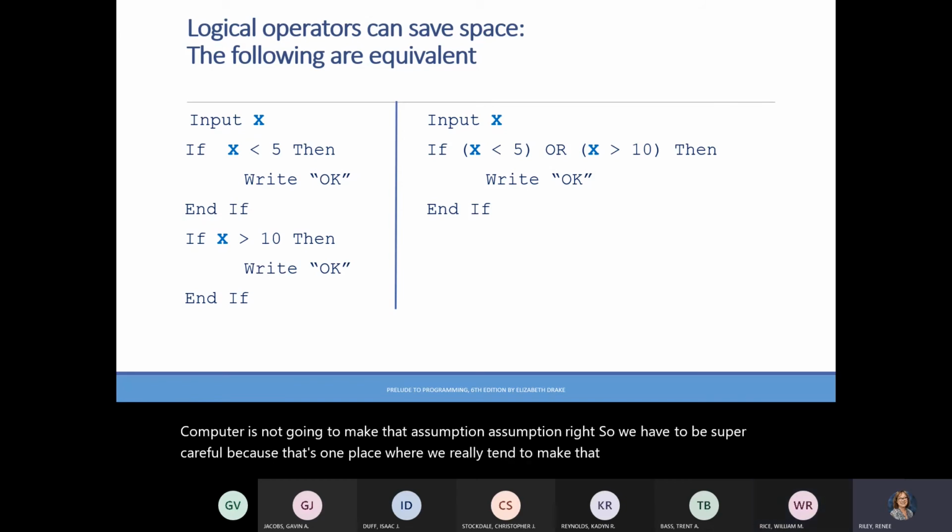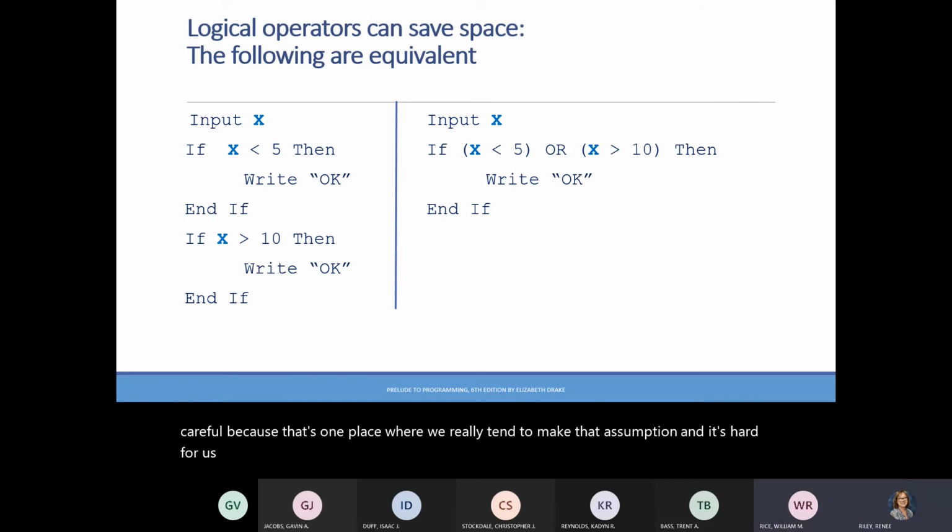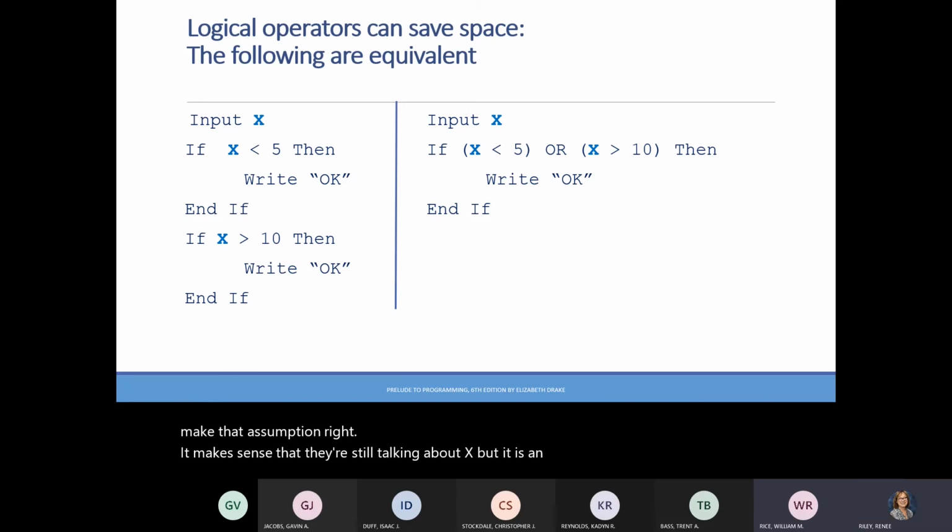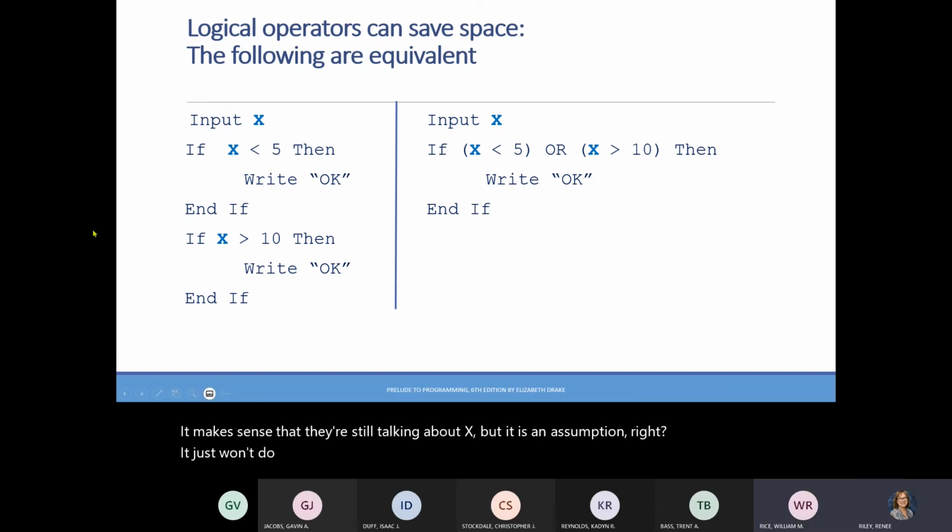And it's hard for us to get down to the nuts and bolts of the programming language and realize you can't make that assumption. For us, contextually, it makes sense that they're still talking about X, but it is an assumption. And the computer won't make an assumption because it's not able to. And so you guys can get together and add some open source Python stuff that adds assumptive decision, artificial intelligence type stuff.